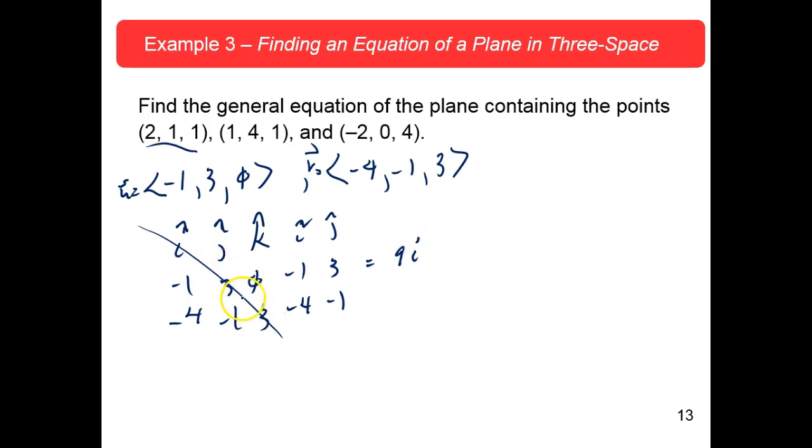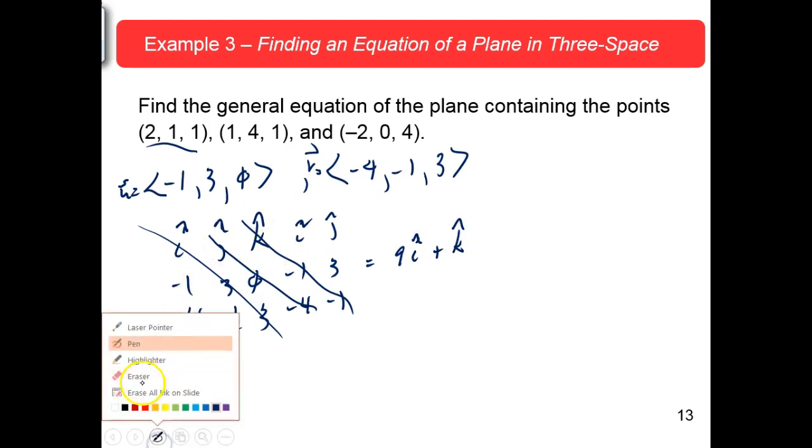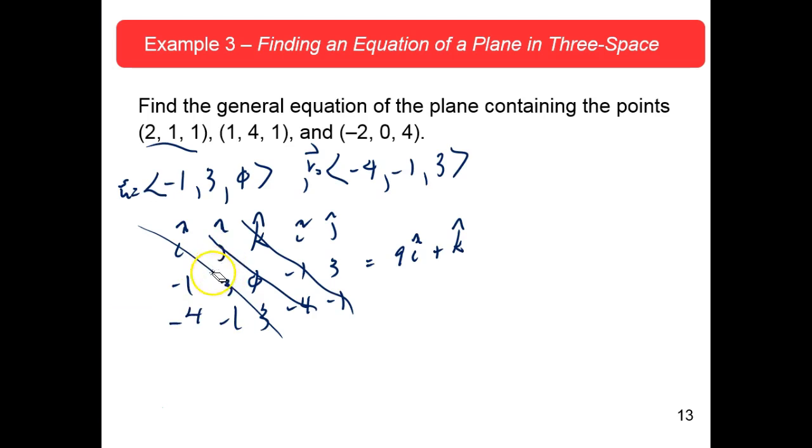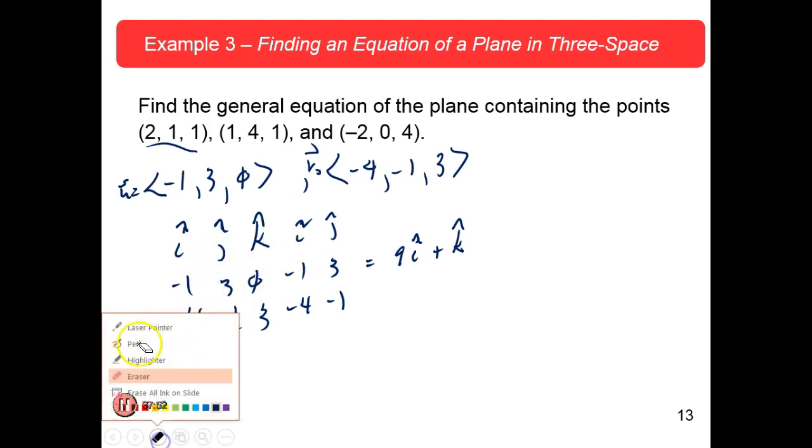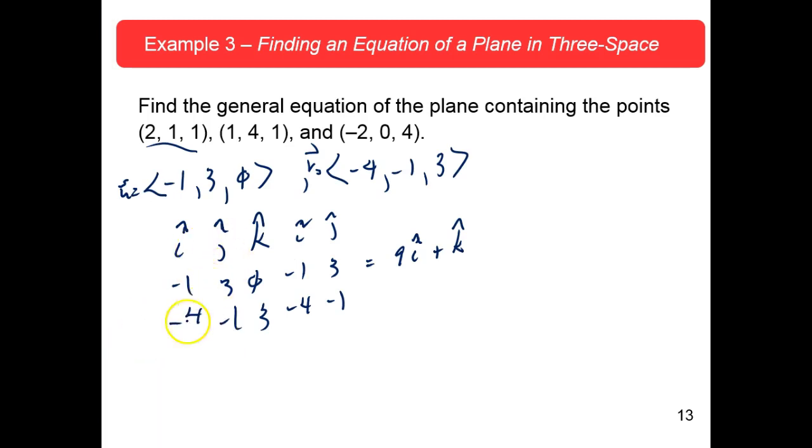And this would produce 9i, right? 0j plus k. I should be putting those as unit vectors. Now do your up diagonals. Just so it'll be easier to read, I'll erase those three down diagonals and do the up diagonals. And these will be minus these. And what would that be? Plus 12 what?